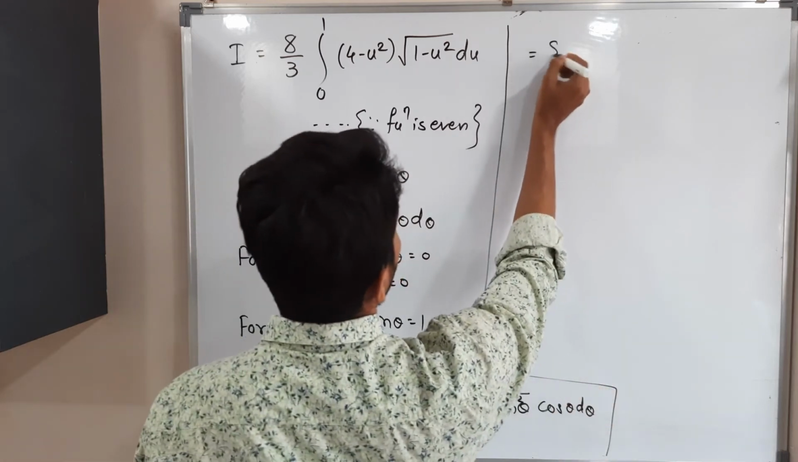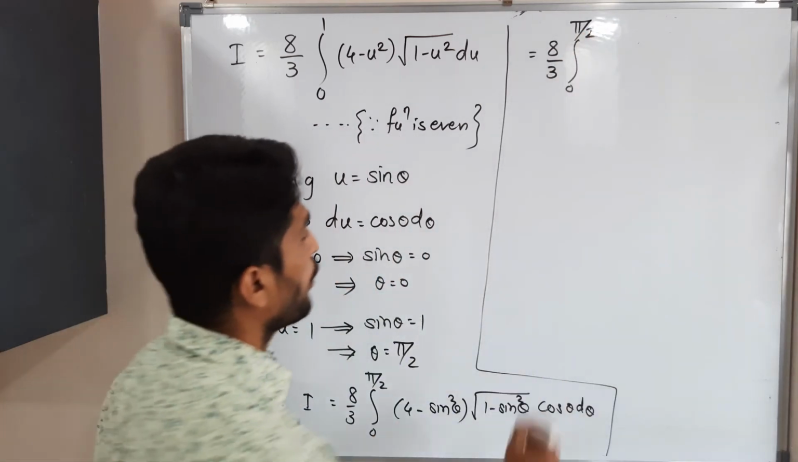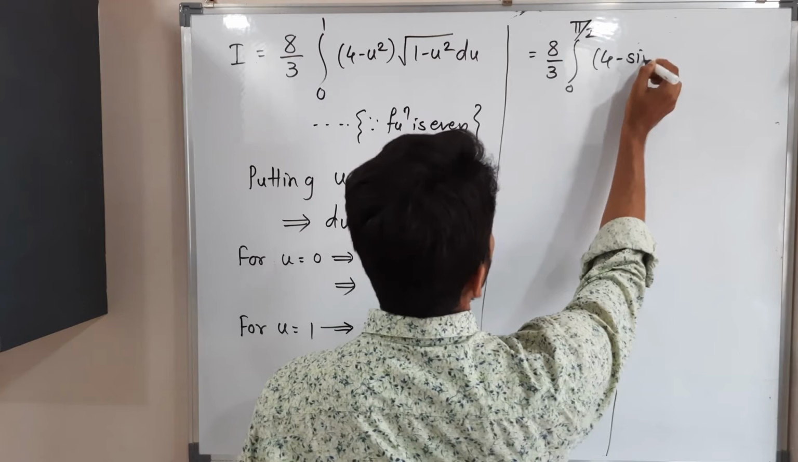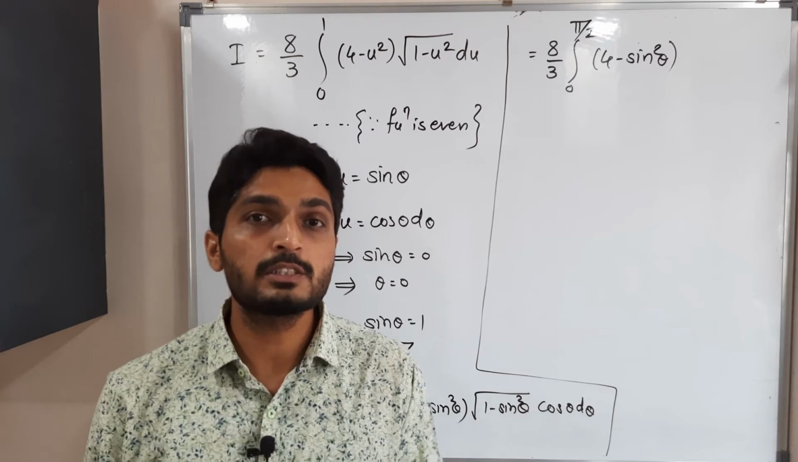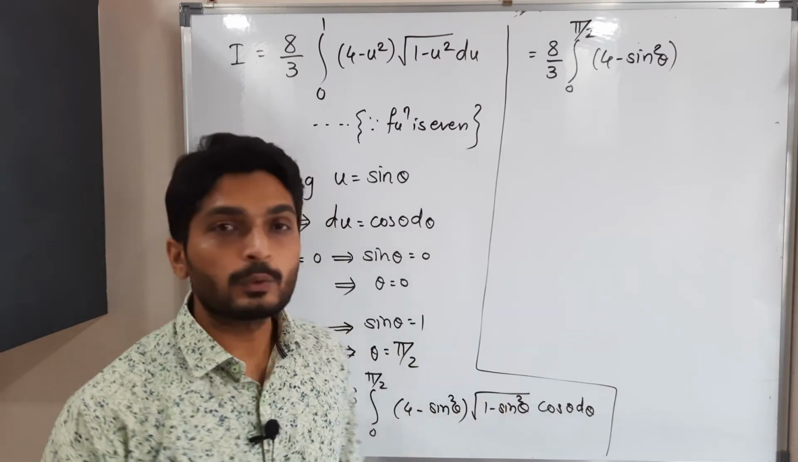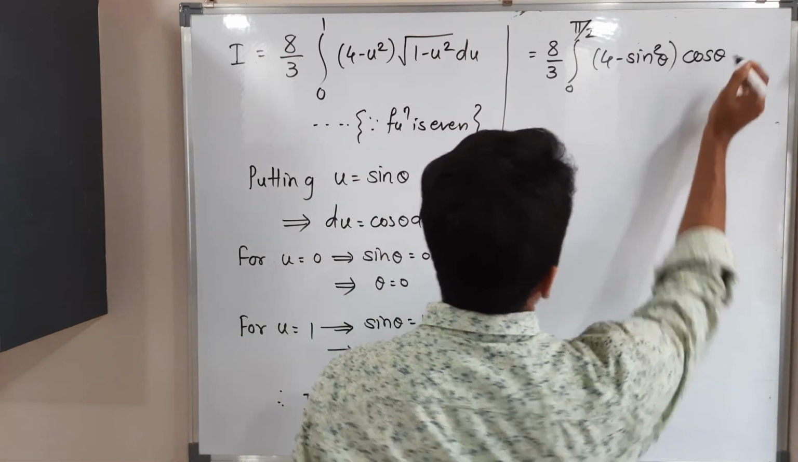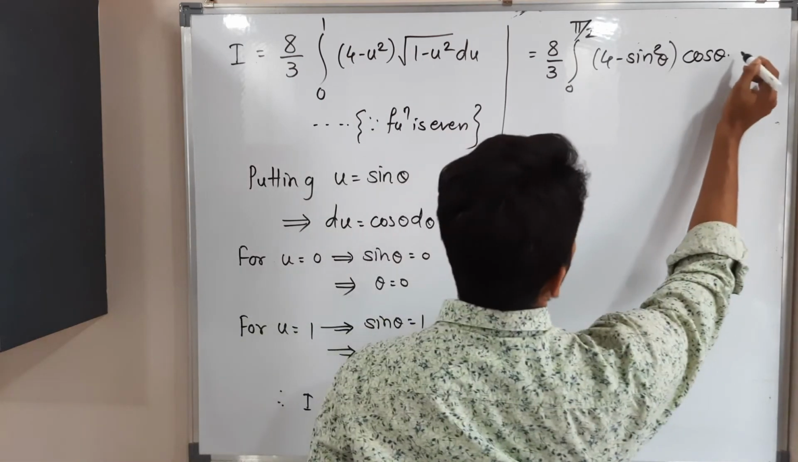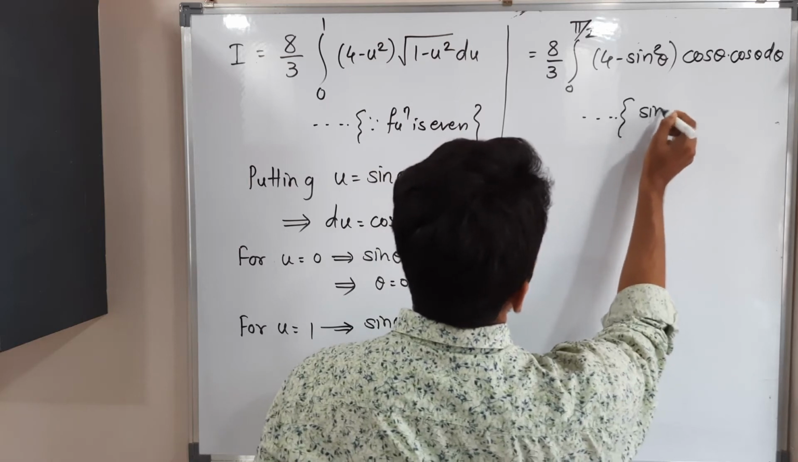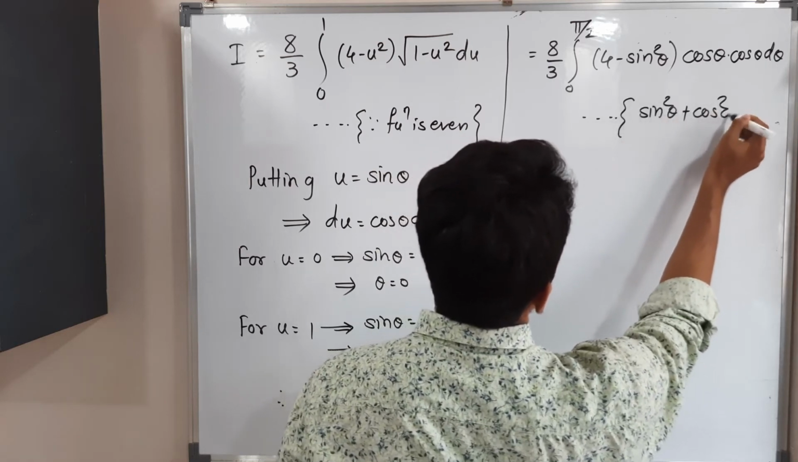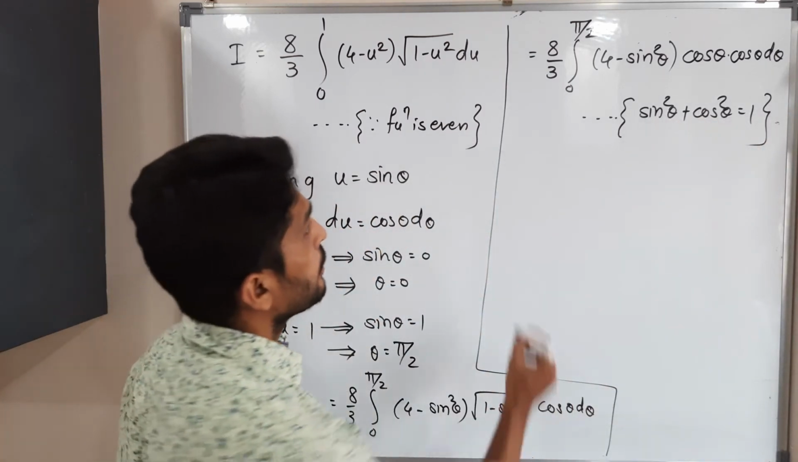So this is equal to 8 by 3 integration 0 to pi by 2, 4 minus sine square theta. 1 minus sine square theta, do you know 1 minus sine square theta means cos square theta? But see, already a square root is there. Square root will get cancelled with the square and we will have simply cos theta. Again we have one more cos theta d theta. I will mention the reason: because sin square theta plus cos square theta is equal to 1. Using this result, we could replace it by cos theta. So what will I do?